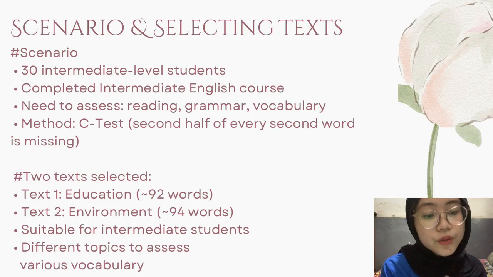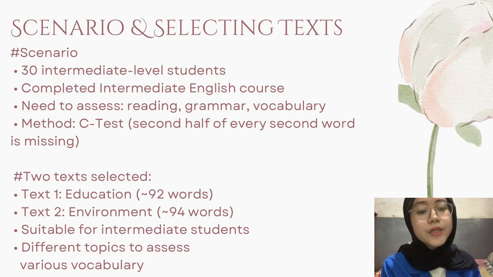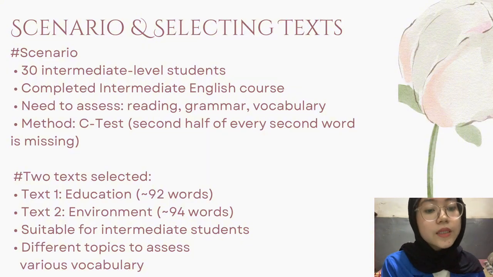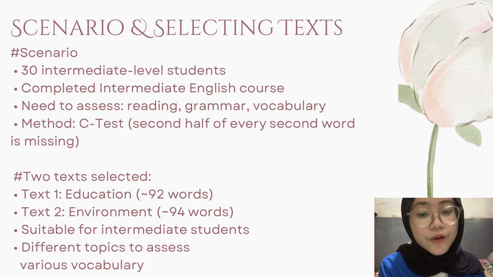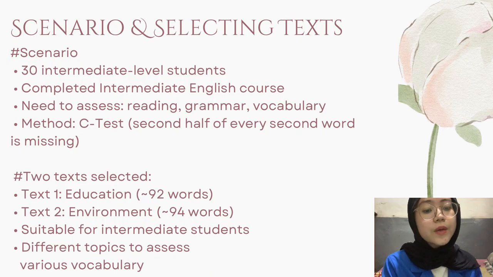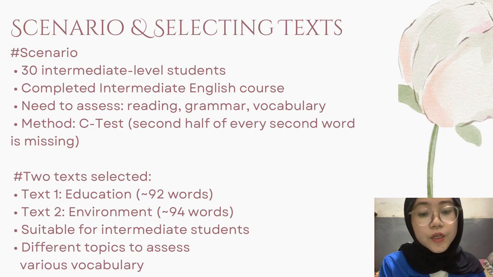We have 30 students who completed their intermediate English course. The university wants to assess their overall language proficiency, including reading, grammar, and vocabulary. The method is the C-test, where the second half of every second word is missing and students need to complete it. For this test, we select two texts, text 1 about education and text 2 about environment, and they are suitable for intermediate students. Using different topics helps us assess a wider range of vocabulary and grammar.